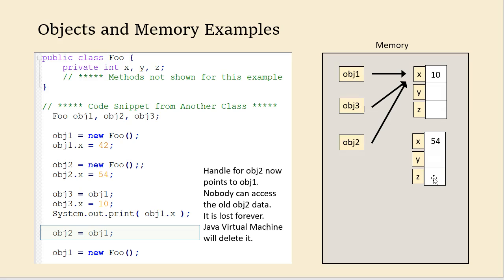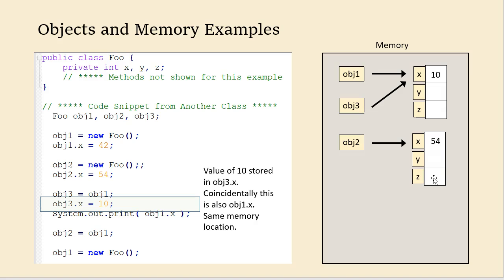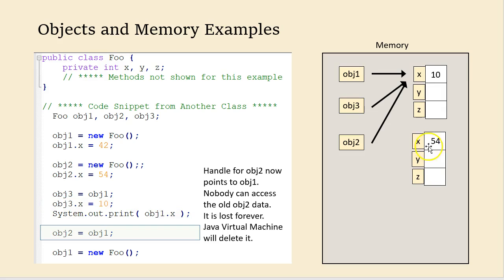Eventually, the Java virtual machine will delete it. The Java virtual machine has something called a garbage collector, and it goes through periodically, and it looks at what memory spaces can no longer be accessed and cleans them up and reallocates them as free so they can be used again. But there's no way to get that data back. Once you get rid of all of the references to that data, it's gone. Meanwhile, everybody's up here pointing to what used to be object 1. Object 1, object 2, object 3, they're all pointing to the same memory space now.